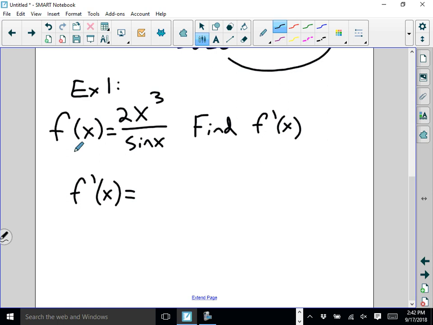Once again, we see this thing written as a quotient. We have the function 2x cubed divided by the function sine of x. So we're going to treat this like in our general form. 2x cubed would be f of x, sine x would be g of x. Go ahead and try it and pause the video, come back and you'll see the answer.